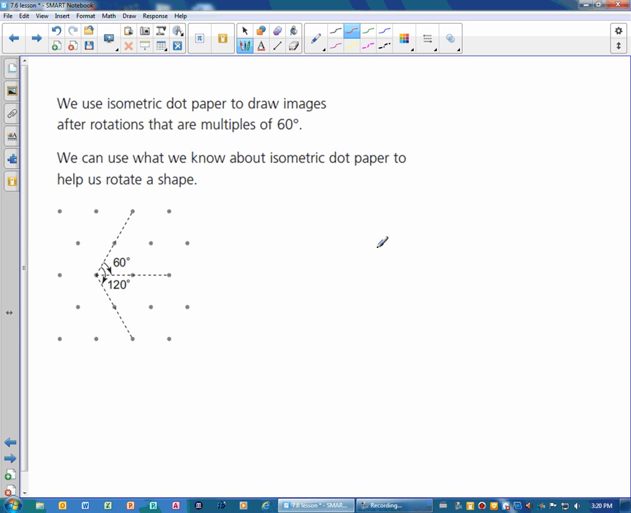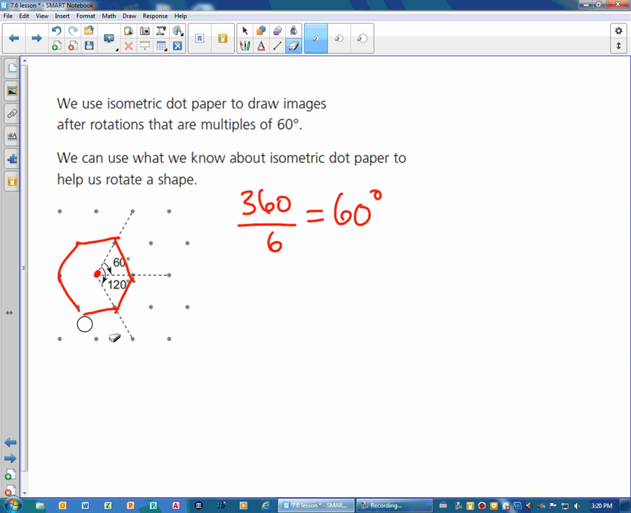Okay, sometimes you can use isometric dot paper to help you rotate, and it says we use isometric dot paper to draw images after rotations that are multiples of 60 degrees. That's because, have a look at this paper. Okay, here's a hexagon, and that's why, because hexagons are 6-sided shapes, and 360 divided by 6, each one 60 degrees. So we can use what we know about isometric dot paper to help us rotate a shape.